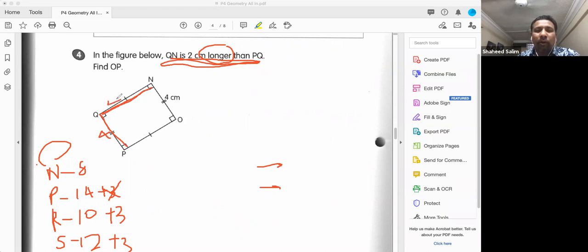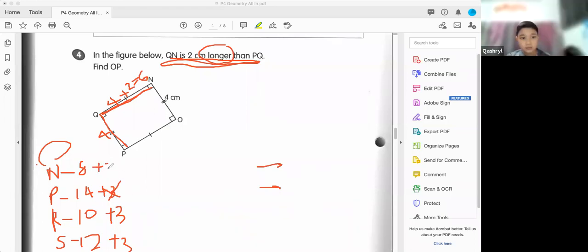So must be 4 plus 2 lah. Don't 4 plus 3. There's someone 4 plus 4. 4 plus 2 because 2 cm longer. 6. Well done. So now down here, because we have 2 points plus 2.